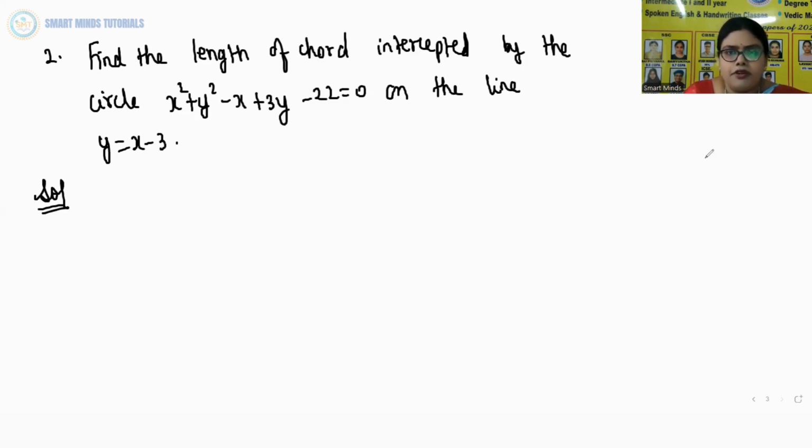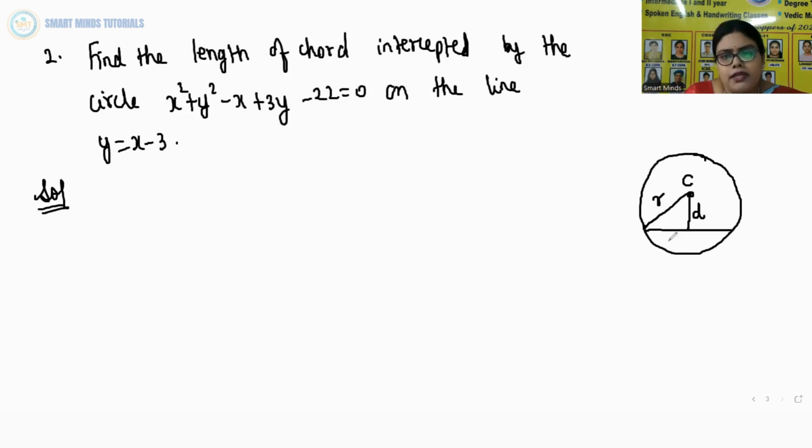Again we draw a figure. A figure is a must in all the length of chord problems. First draw a circle, then draw a chord, center, perpendicular distance, radius. And the line is y is equal to x minus 3.